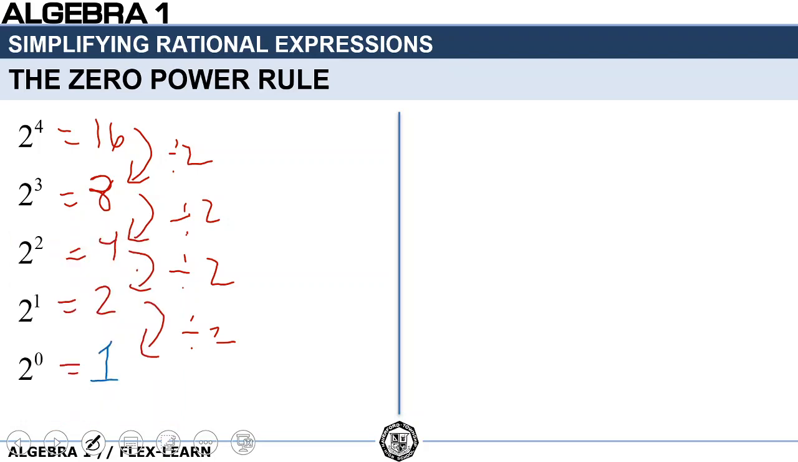This is a very nifty little thing that occurs: anytime you raise a number to the 0 power, you're going to get an answer of 1. You can try the same thing with any power.